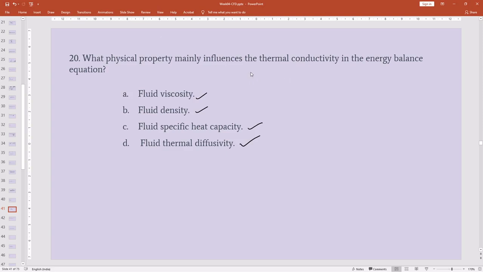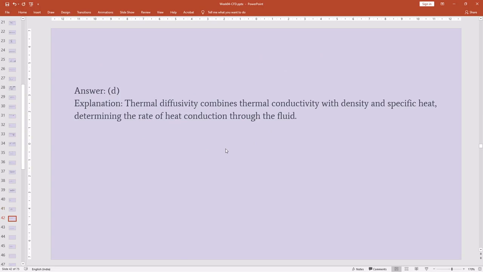In the energy balance equation, the thermal conductivity mostly comes in the term of thermal diffusivity. Option D. Viscosity doesn't have any direct influence on thermal conductivity. Density, if it is pure conduction, then density has a role. But when it comes to convection, I mean when diffusion and convection terms are both there, then fluid density doesn't have that much effect. All the effects of thermal conductivity are directly correlated with thermal diffusivity. Our answer is thermal diffusivity.